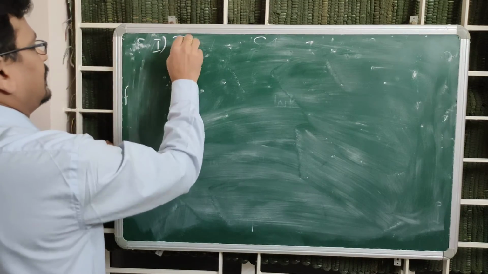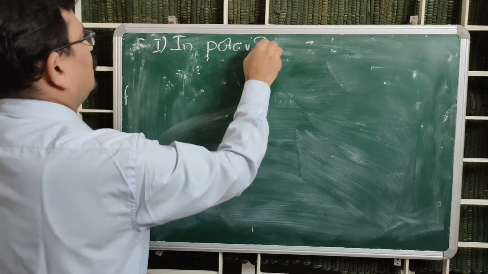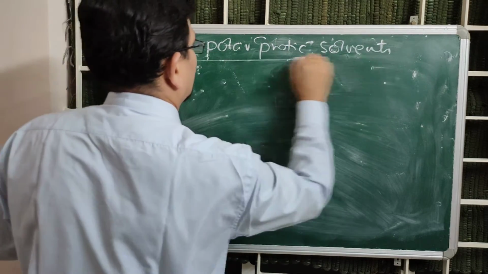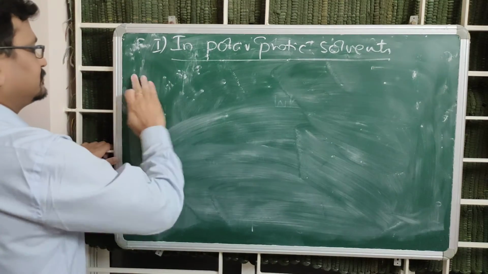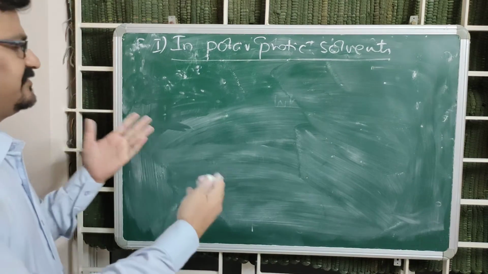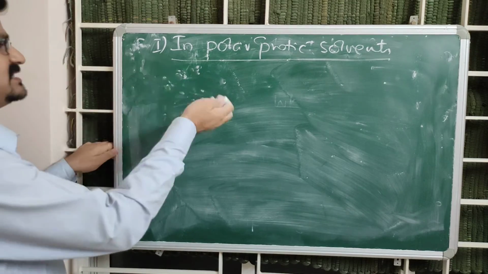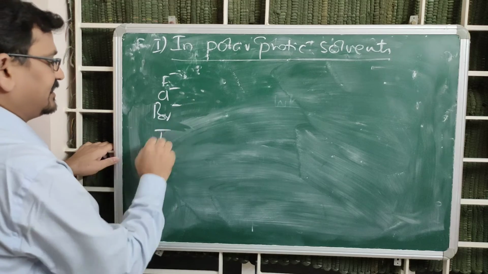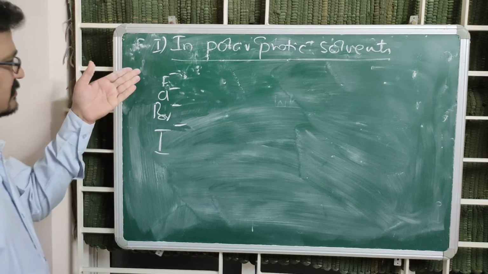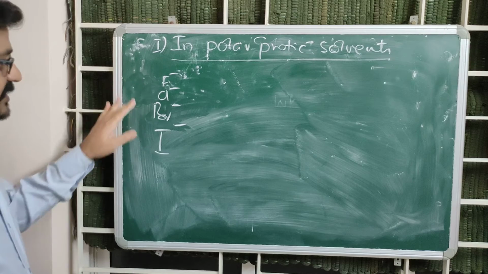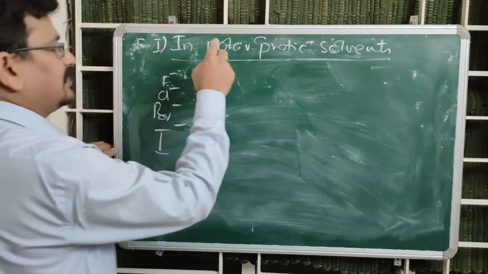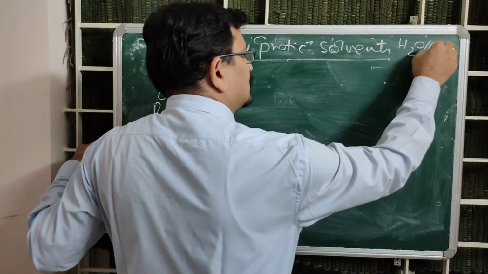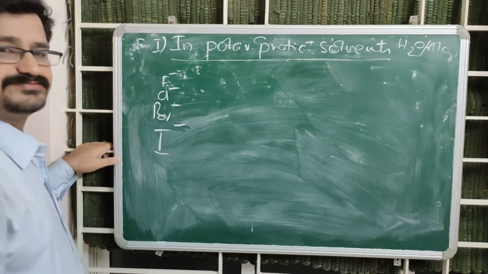Case 1 is in polar protic solvents. In polar protic solvents, suppose we are given some metal salts: metal fluoride, metal chloride, metal bromide, and metal iodide. I am skipping the metal cation because it's not actually required. Now, in the presence of a polar protic solvent, for example water or alcohol, any polar protic solvent.